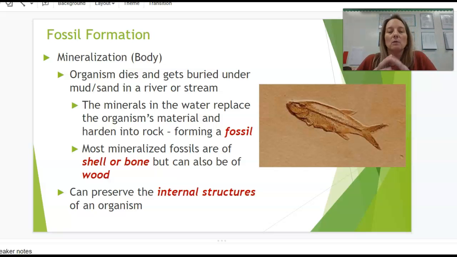Okay, most mineralized fossils are of shell or bone, but they can also be of wood, if you've ever heard of petrified wood. That's a wood like a tree falls in the river, and over time the water seeps in, and the minerals in the water help to fossilize or turn the wood into stone. Mineralization can help preserve the internal structures of an organism. Okay, because it does seep in to everything and helps to fossilize all of it.